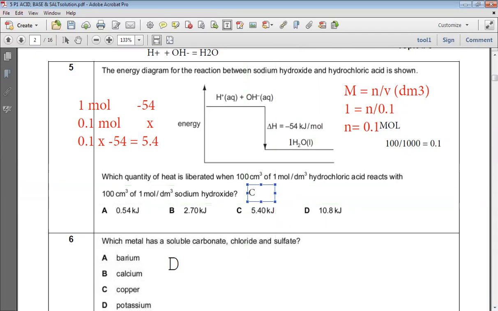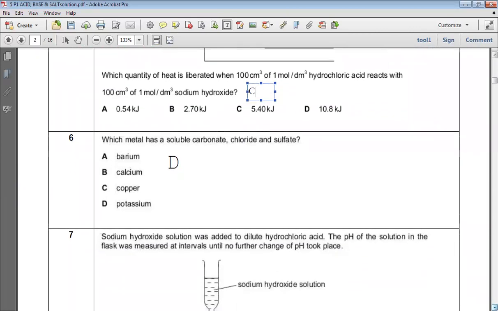Now we have to move to question number 6. Which metal has a soluble carbonate, chloride, and sulfate? Option D is correct. The reason behind it: barium chloride is soluble, but barium sulfate and barium carbonate are insoluble. If you remember, all carbonates are insoluble except group number 1: lithium, sodium, potassium, rubidium, cesium, and ammonium. All salts of group number 1 are always soluble. There is no single exception here.